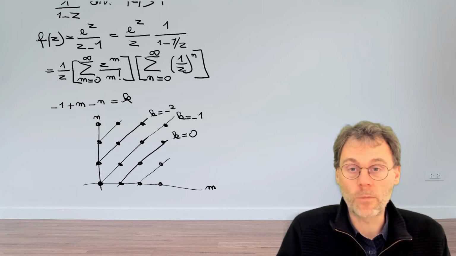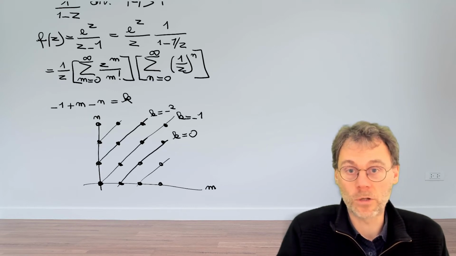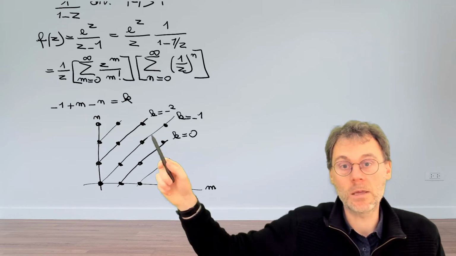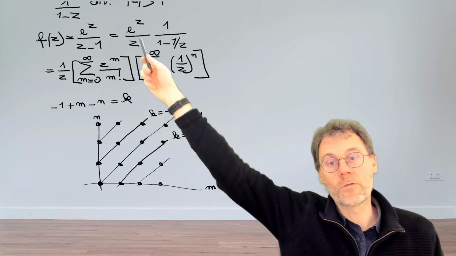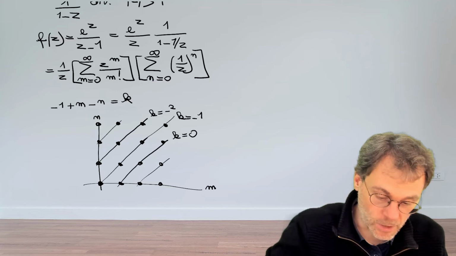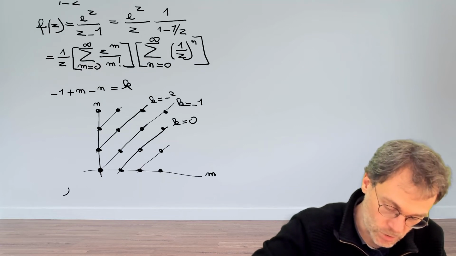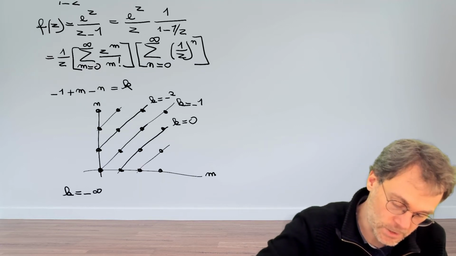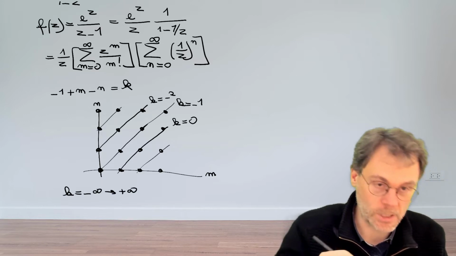It also becomes obvious that if we want to make sure that we do not forget any point, k basically needs to run all the way from minus infinity up there to plus infinity down here. So our summation will run from minus infinity to plus infinity.